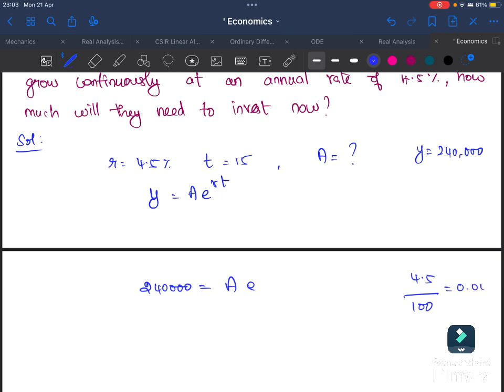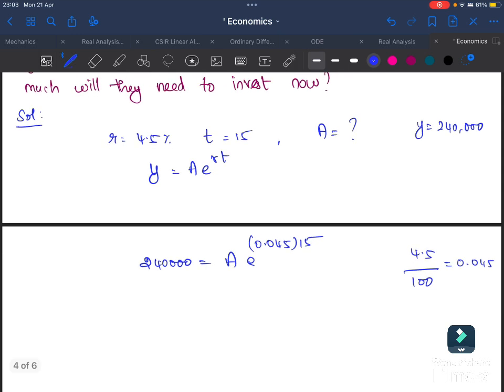So 0.045. So 0.045 into 15. Okay, so this is the equation we got. Now what we need to do is simplify this, e power 0.045 into 15. So first I will multiply 15 into 0.045, which is 0.675. I will just multiply this and this.